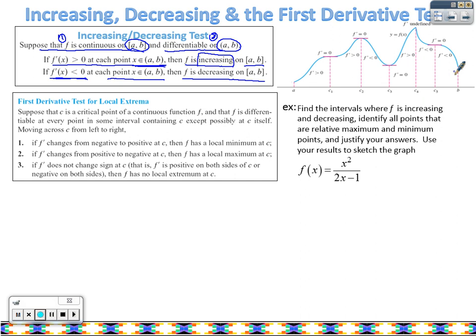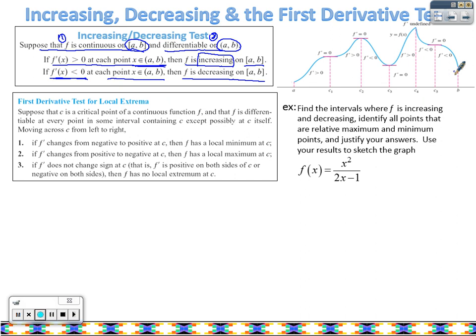Okay, so that's the increase-decrease test. Now let's look at the first derivative test for local extrema. I will have to tell you it's my favorite extrema test. Okay, yes, I have a favorite test. If I have a choice, that's the one that I'm going to use because it's pretty simple, it's straightforward, it involves a sign chart just like the increase-decrease test. I use the same sign chart for both.